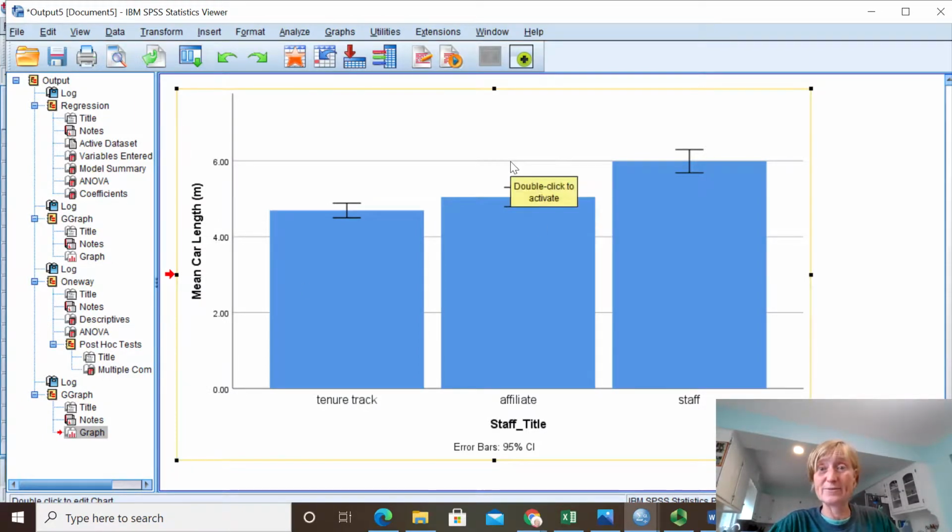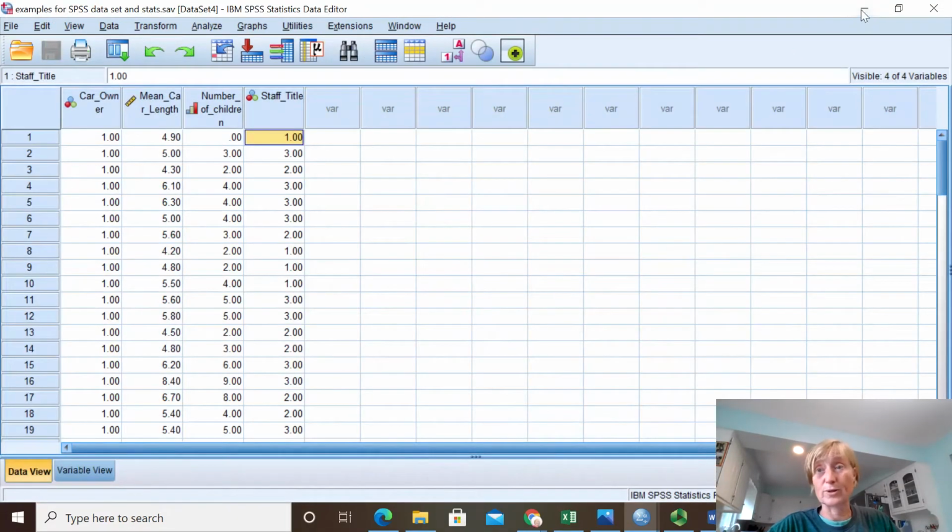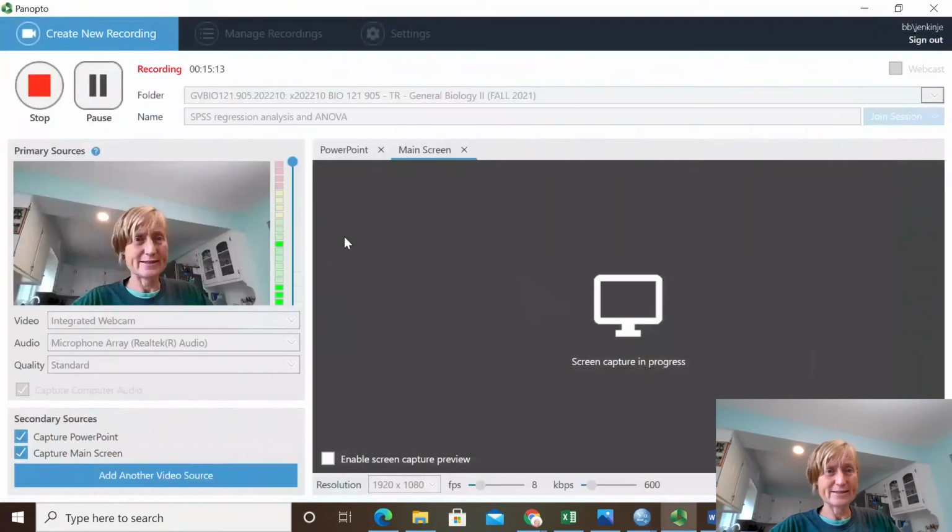And before I leave, I'd want to save my output, and I'd want to save my data file so that all of my group members can access it again, right? So save it so that it's available, to put it onto your group file exchange site on Blackboard or somewhere else where everyone can access it. Okay, I think that's everything, so I will stop.